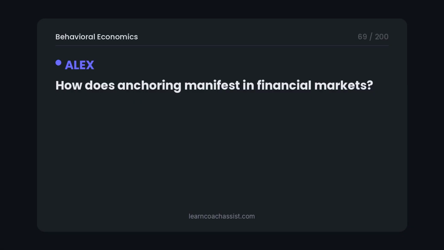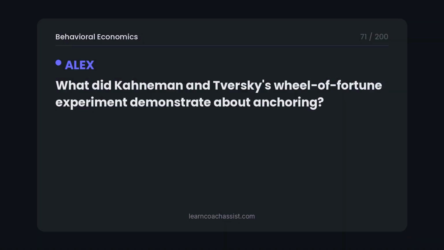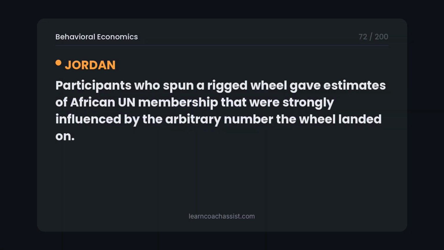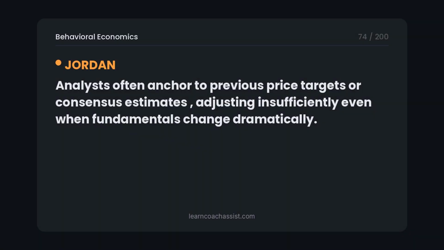How does anchoring manifest in financial markets? Investors anchor to metrics like 52-week highs, IPO prices, or round numbers, which can distort valuation judgments and trading behavior. What did Kahneman and Tversky's Wheel of Fortune experiment demonstrate about anchoring? Participants who spun a rigged wheel gave estimates of African UN membership that were strongly influenced by the arbitrary number the wheel landed on. How do analysts' price targets demonstrate anchoring bias? Analysts often anchor to previous price targets or consensus estimates, adjusting insufficiently even when fundamentals change dramatically.